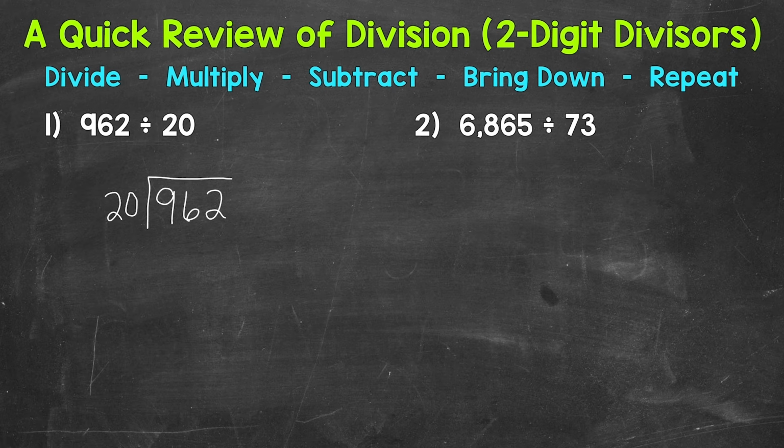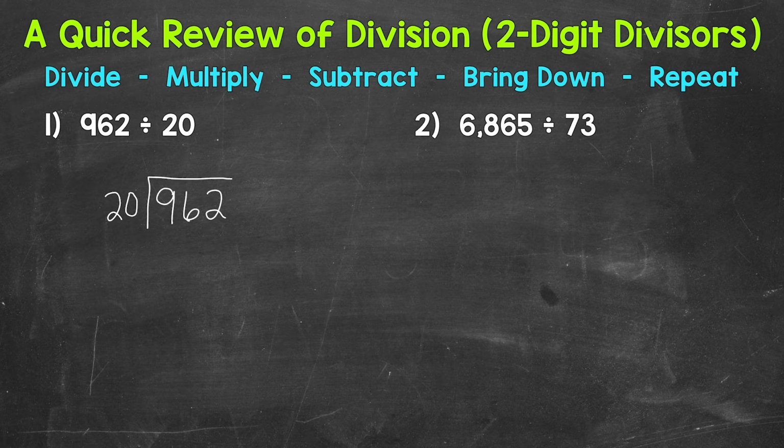And we start with divide. So we have 9 divided by 20. How many whole groups of 20 are in 9? Well, we can't do that. So we need to go to the next digit over and use that 6. So we have the 9 and the 6. So we have 96. 96 divided by 20.